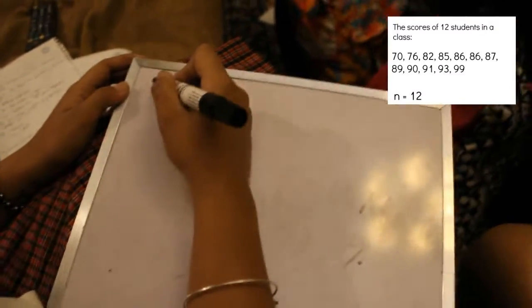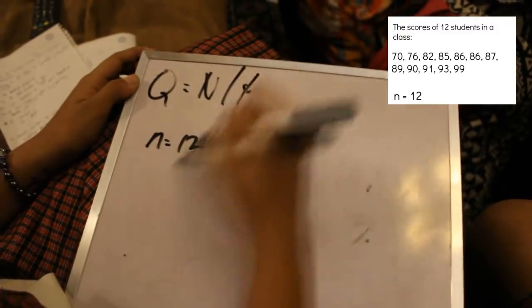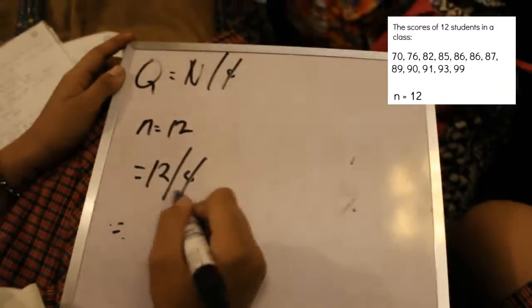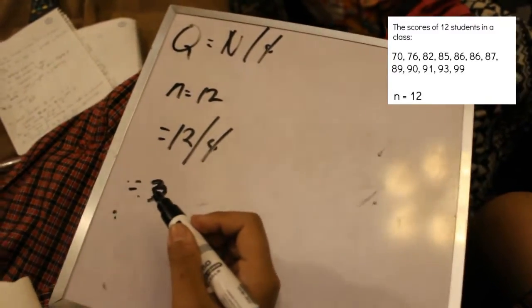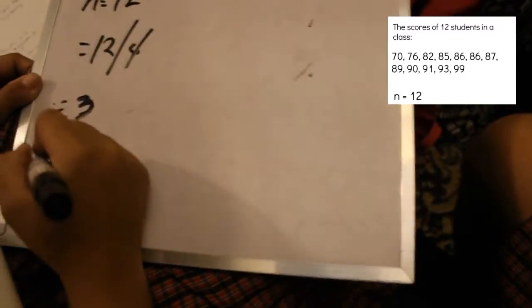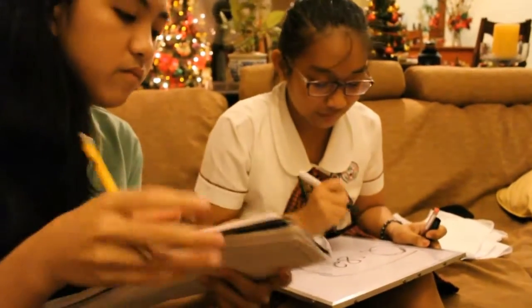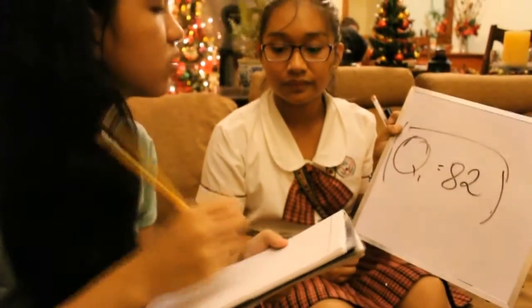You will substitute n to the capital N over 4. Also, we're going to divide. Yes. And 3. That's 3. Then, is it just the same as percentile? We're going to count it in the scores. Yeah. So the answer is 82. Because 70, 76, and 82 is the third one. Oh, simple as that. Okay. I thought it was hard. The first quartile is the third number, which is 82. Okay, I got it now.